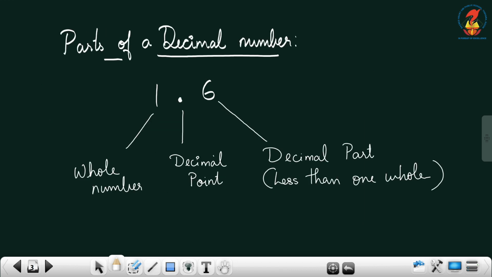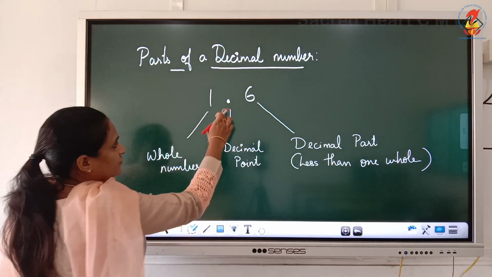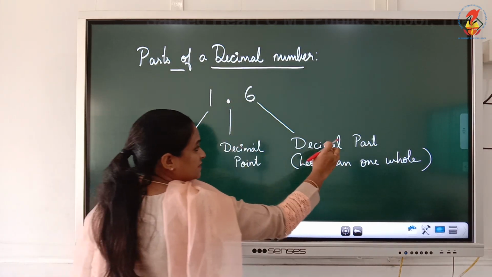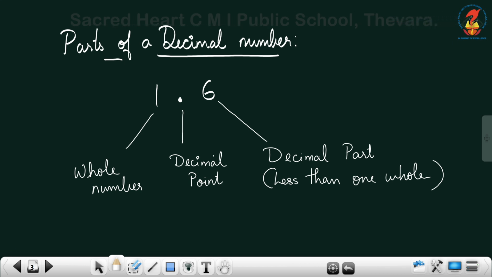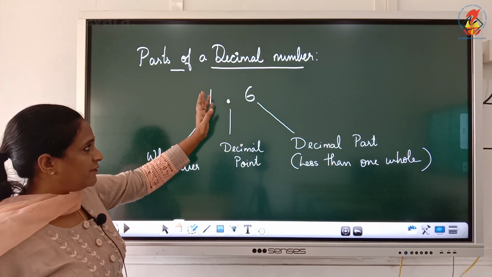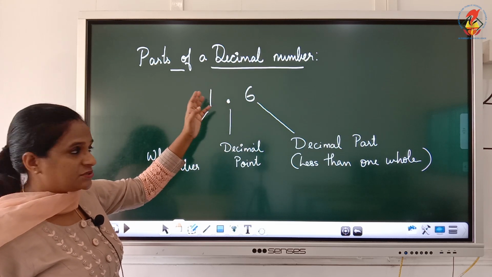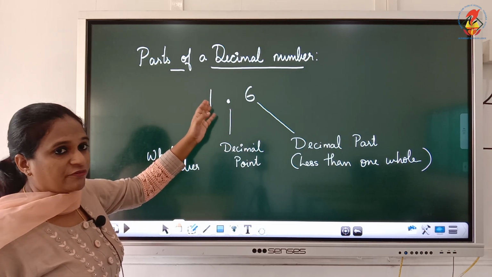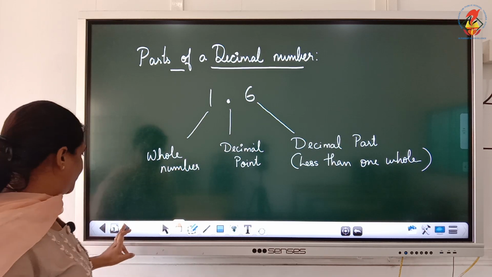Now let's see the parts of a decimal number. I have given a decimal number, 1.6. This point is called the decimal point. After the decimal point, it's the decimal part, which is less than 1 whole. Now 1 is a whole number. The number to the left hand side of the decimal point is called the whole number.